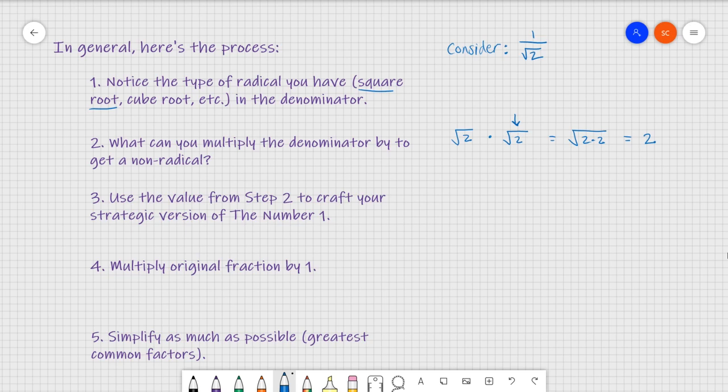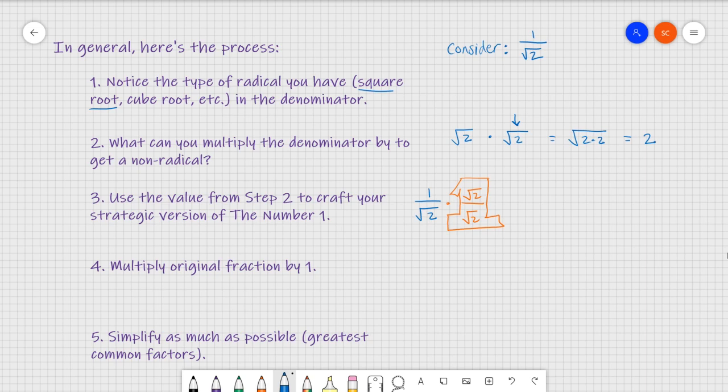So what I'm going to do is take my original fraction, 1 over the square root of 2, and I'm going to be really strategic here. I'm going to multiply it by 1. However, my number 1 is going to be made up of that chosen square root of 2 over square root of 2. So this thing right here is the same as 1 because the numerator and the denominator are the same. So hopefully you're saying that yes, that is the value 1. So now I'm going to do that multiplication.